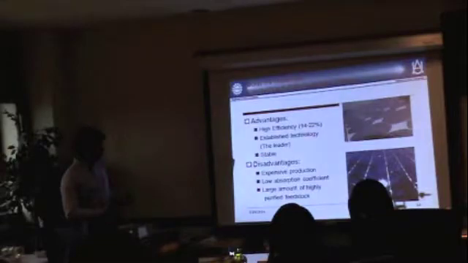Alrighty, so with all those disadvantages like less expensive and what else we have? Low absorption coefficients. Yeah. So let's see whether organic can overtake that.